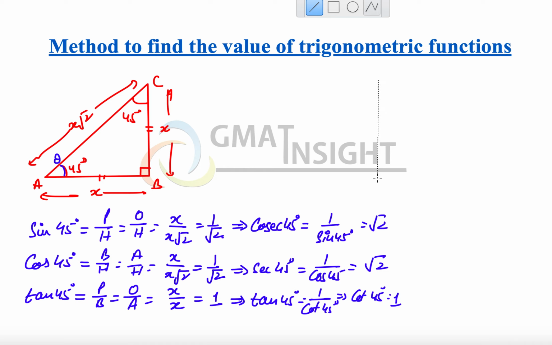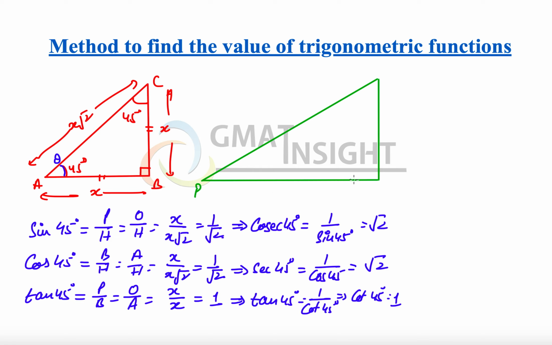Let me quickly draw another triangle here, and this triangle is assumed to have the vertices P, Q, R. It's also a right angle triangle, and let's assume that this angle is 30 degrees, and this angle is 60 degrees. Now we need to find out the values of the various trigonometrical functions in this triangle. First of all we need to understand how to find the ratio of the sides, because if we know the ratio of the sides then we can answer this question.